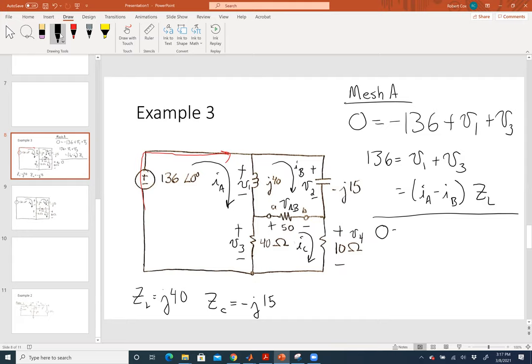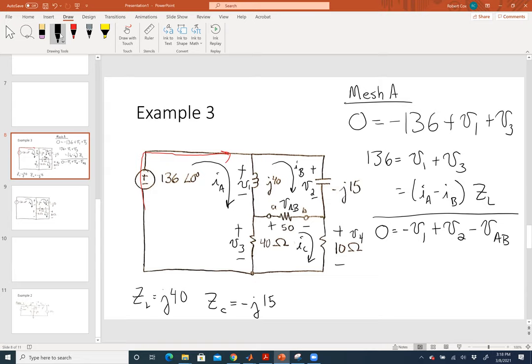Zero equals what? Negative V1. Then I go plus to minus on the capacitor, so plus V2. Then what? What's that guy in the middle called? VAB. Plus VAB? Minus VAB. Minus, actually. Yeah, because I go minus to plus.